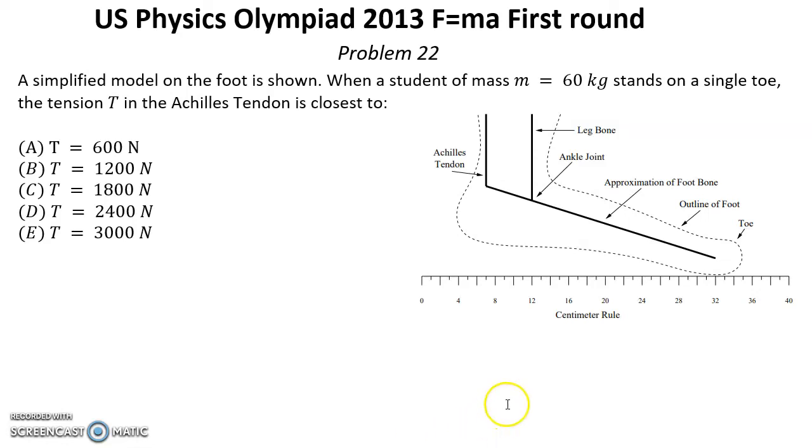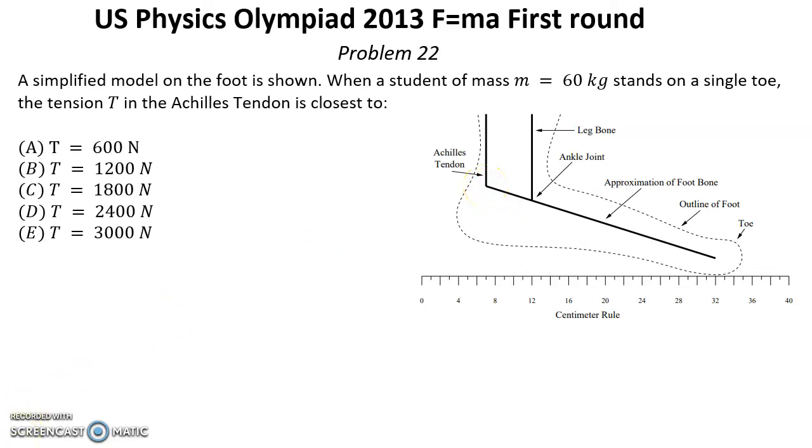Solution. As we can see from this picture, we have to count balance around the point of rotation, which is the ankle joint. We have normal force from the toe, which is equal to mg of the student. It's going counterclockwise, and we have tension in the Achilles tendon, which is going clockwise. They have to equalize each other.